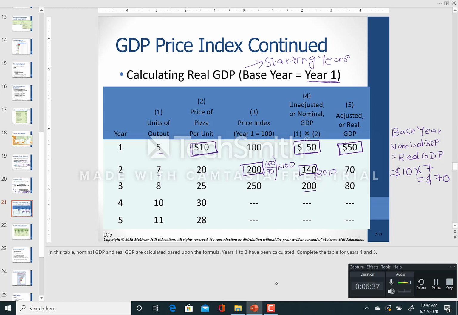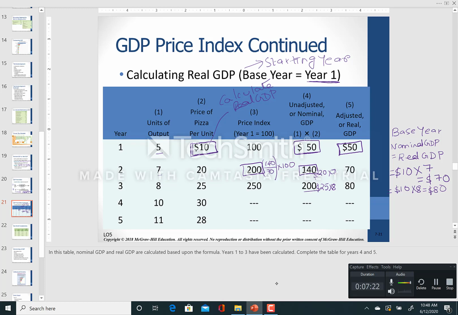Now again, this 200 I'm getting by multiplying current price times current quantity, which is 8. This 80 I'm getting by multiplying 10 times 8, and I get 80. This price $10 is the base year price. I'm going to use this always to calculate the real gross domestic product. So basically the price is fixed for calculating real gross domestic product. Now can you fill up the blanks here?